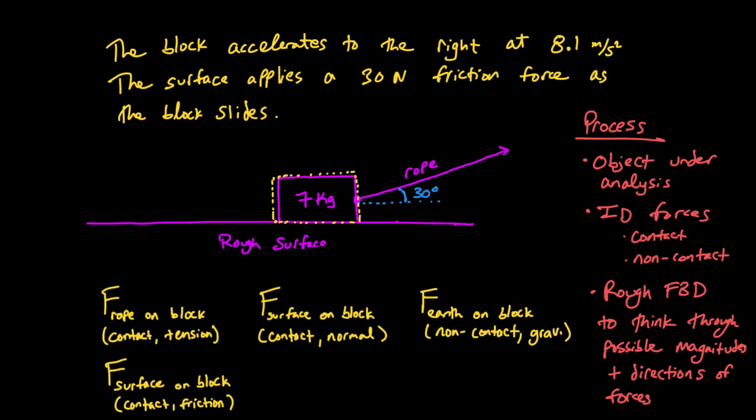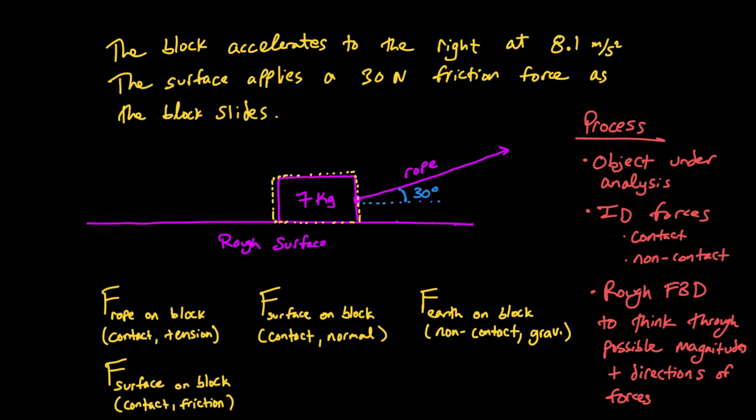Okay, so here are the four forces that you should have identified. Number one, there's a force of the rope on the block. It's a contact force of type tension. Then we have the force of the surface on the block. It's a contact force of type normal. Then we have the force of the earth on the block, and that's not this ground here, it's the whole planet Earth. That's a non-contact force, gravitation.